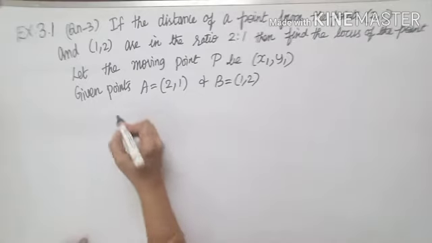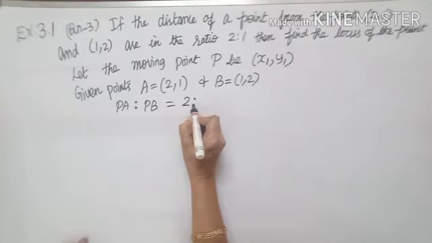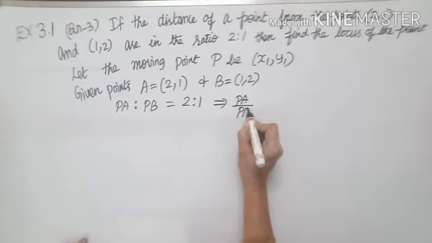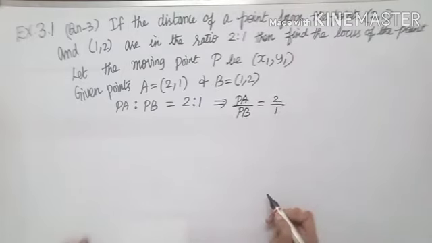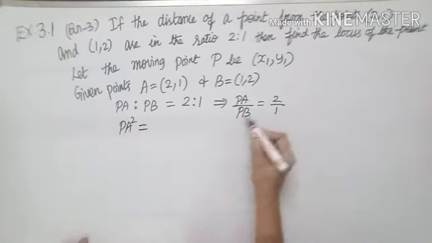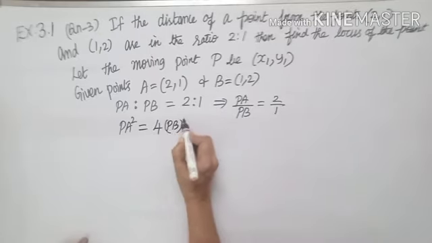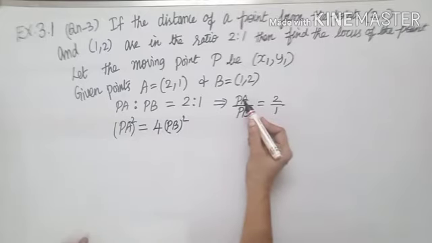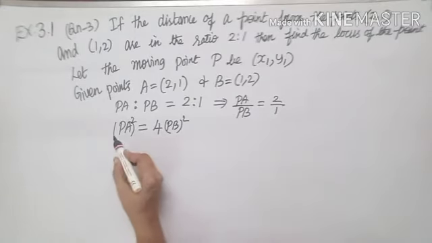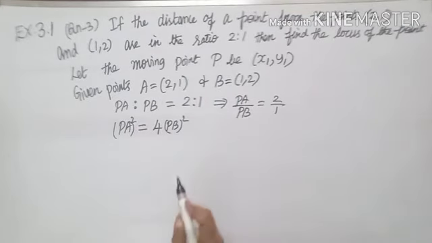What does this tell me? PA is to PB equals 2:1, or I will say PA by PB equals 2/1. Squaring on both sides, PA square by PB square is 4, or cross multiplying, PA square equals 4 PB square. What is PA square? The distance formula. But since it is square, no need to put the square root symbol.